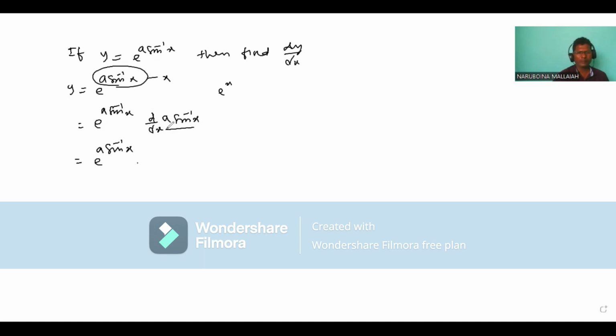Here a into sine inverse x. A is constant, so write a. Then differentiate this sine inverse x. Derivative of sine inverse x is 1 by square root of 1 minus x square. Now write this in the numerator: a into 1, so a into e to the power of a sine inverse x by square root of 1 minus x square. Next question.